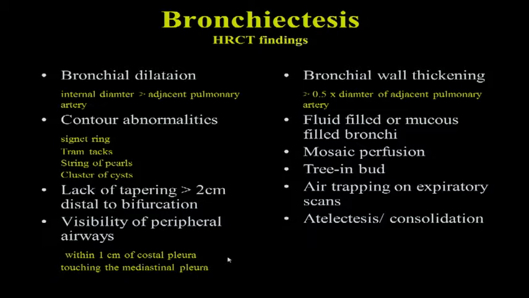Bronchial wall thickening. Now, what is bronchial wall thickening? Bronchial wall thickening is more than 0.5 times the diameter of the adjacent pulmonary artery. Could be fluid-filled or mucus-filled bronchi. This could demonstrate mosaic perfusion. Mosaic perfusion, as you all know, could have an etiology in the airway or in the vessels.